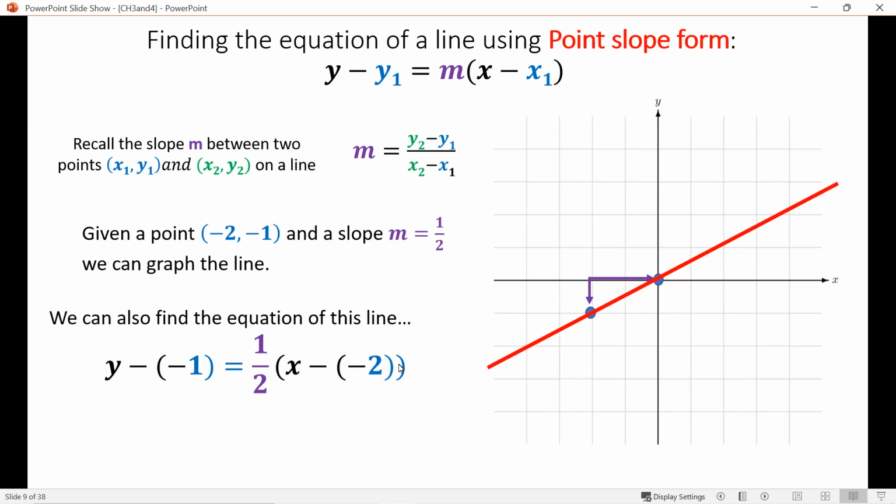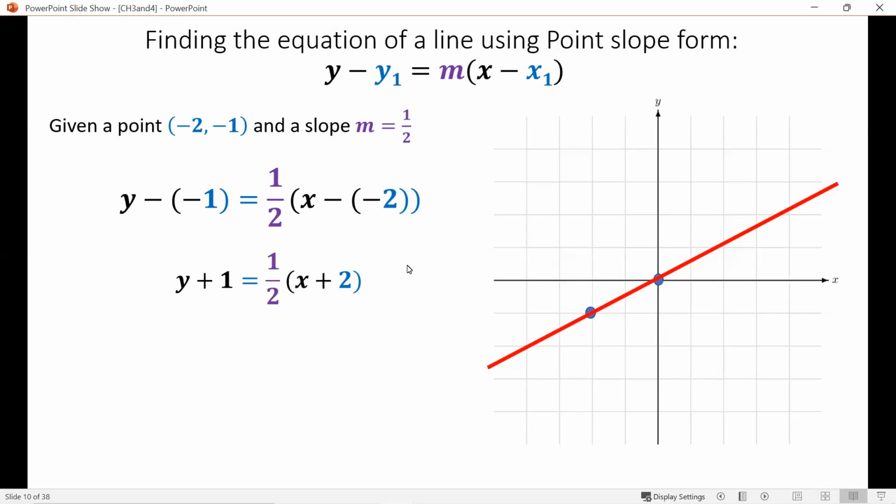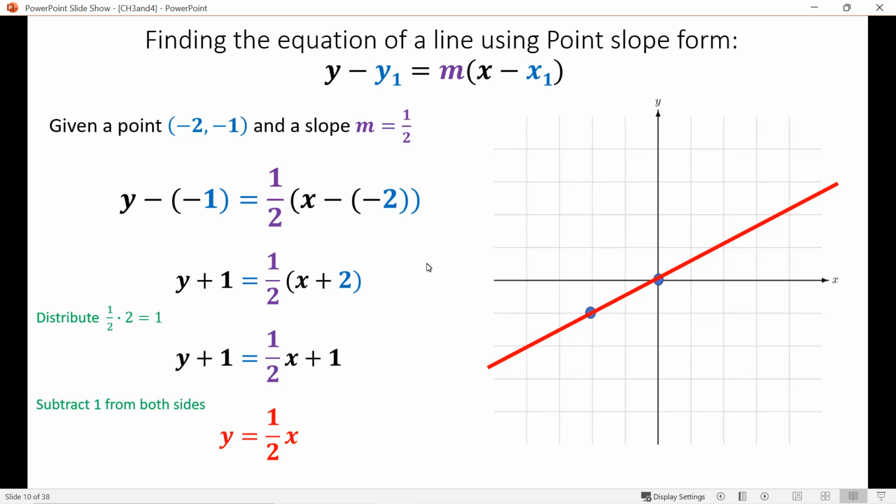Okay. So we take a point and our slope, and we can plug it into this point slope form and simplify it to get our equation in slope intercept form. Okay. Notice how our intercept is 0, y equals 0, x equals 0, and our slope is 1/2.